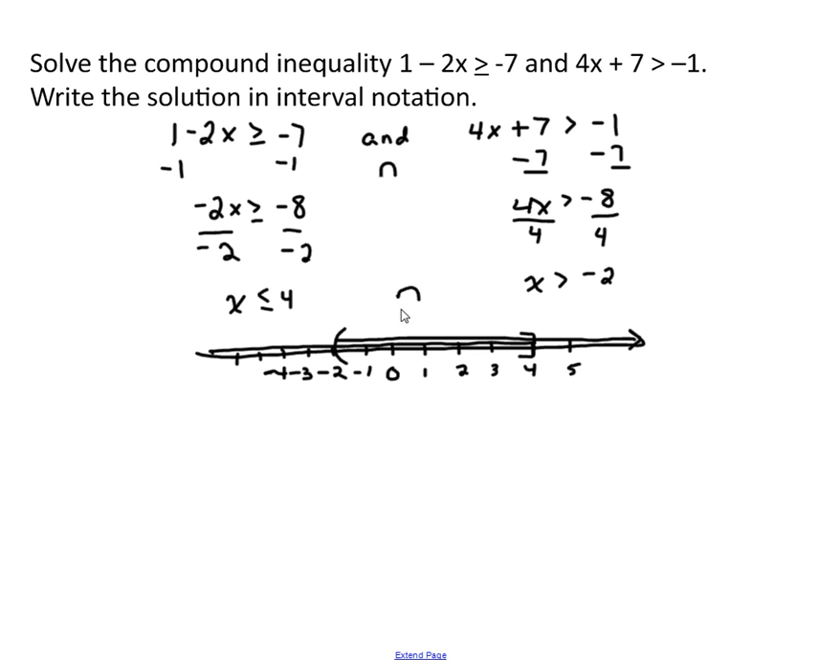An intersection means we're trying to find those points in the two sets that the two sets have in common. And in this case, that's where they overlap. We can see that they overlap right here, all the way between negative 2 and positive 4. Not including negative 2, but definitely including positive 4. So our solution will be the set negative 2 to positive 4.